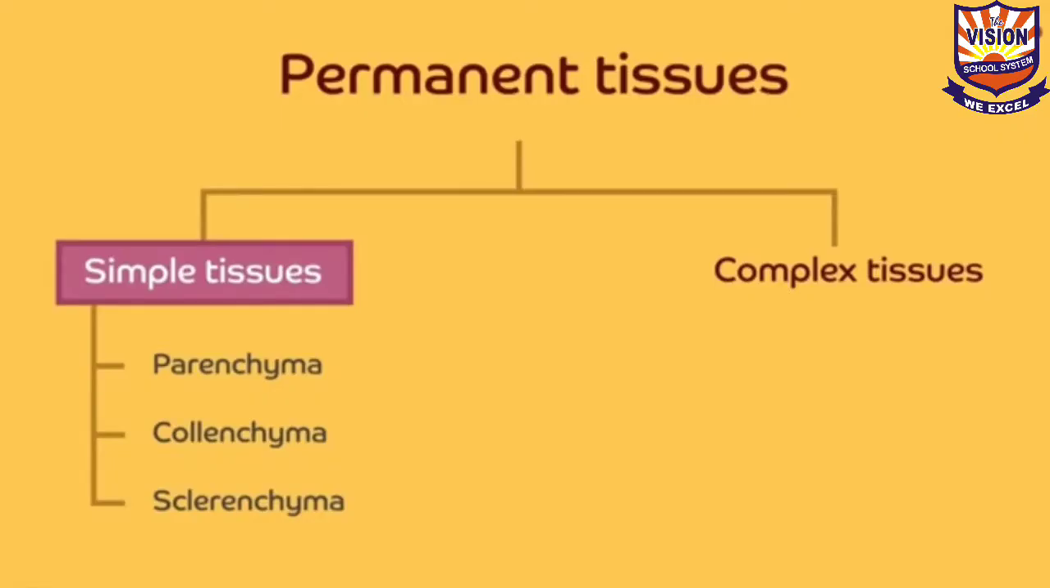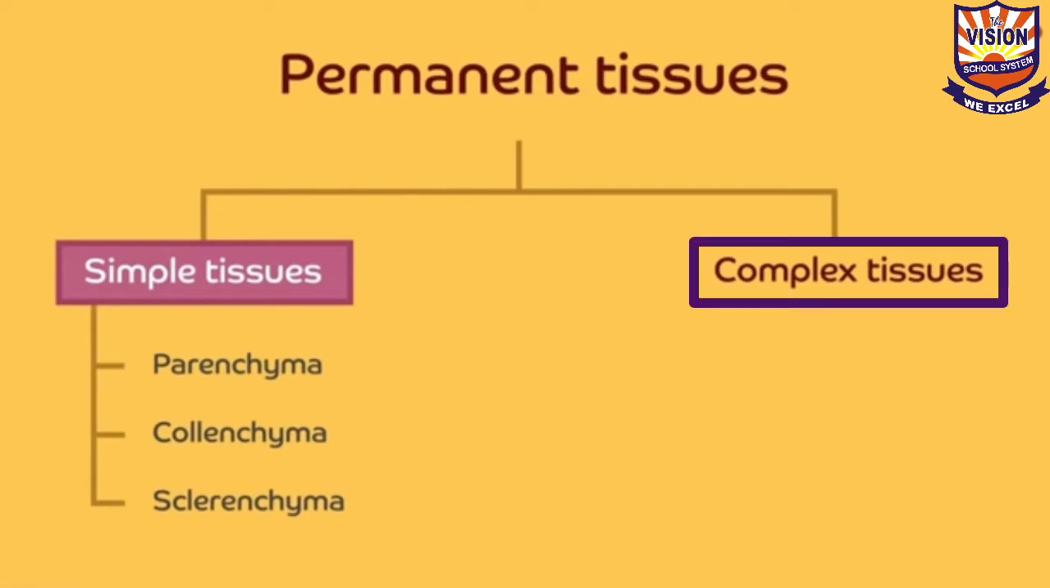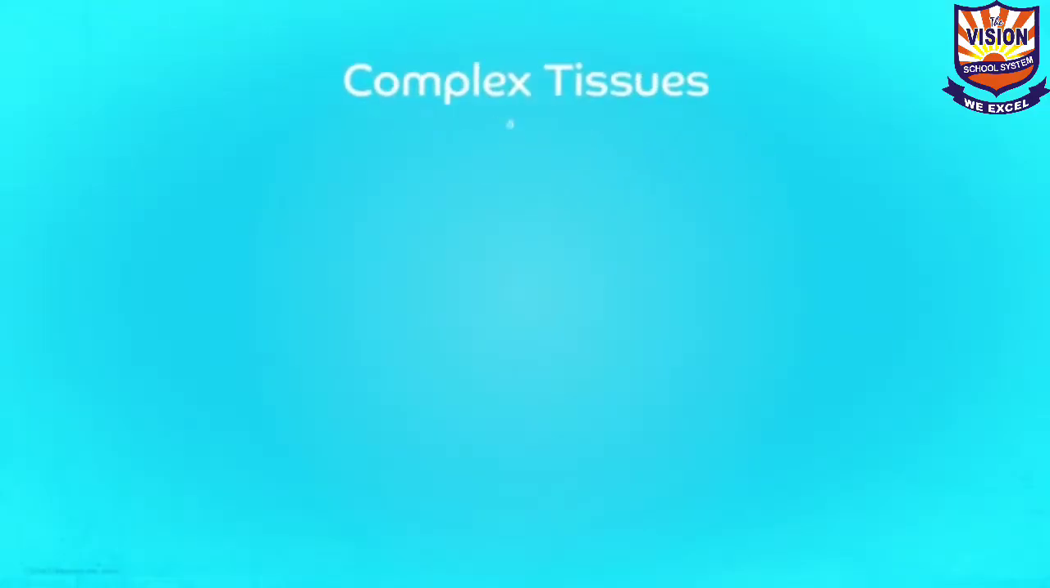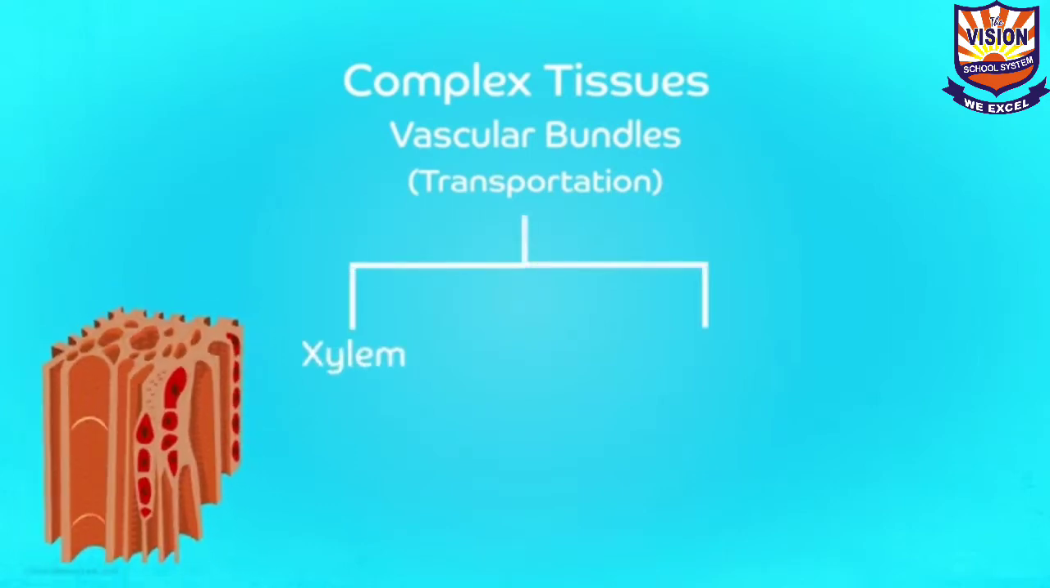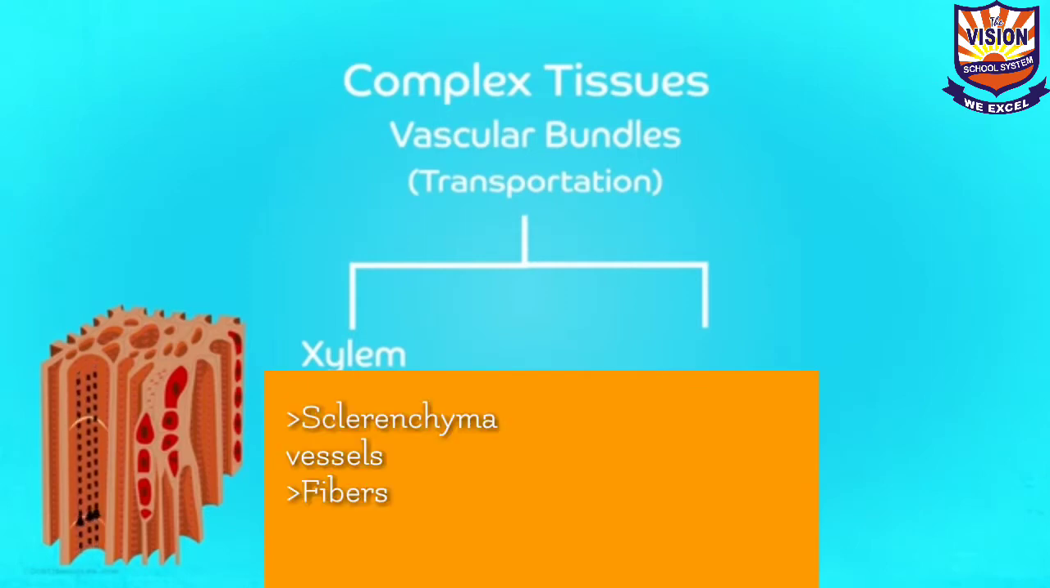Now let's talk about the second type of permanent tissue, the complex tissue, and complex tissue is mainly of two types, xylem and phloem. Complex tissue consists of the vascular bundle system that takes up the responsibility of transportation. So for transporting water and minerals in an upward direction from the soil to the leaves, we have the xylem. And xylem is made up of two major components, sclerenchyma, vessels and fiber.